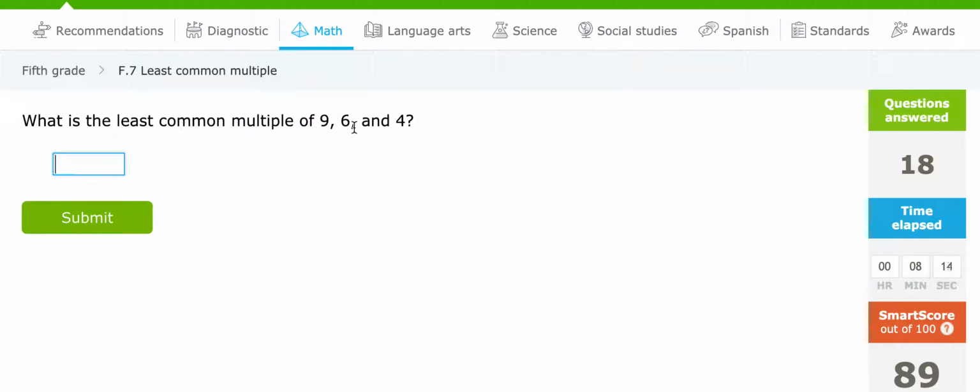Yep, and then over here, we're looking at this. So I need 2 3's, and 1 2, and then 2 2's. So basically, I'm saying I need 2 2's and 2 3's. So that's going to be 36.